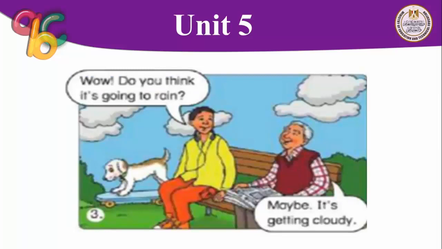يبقى كمال قال له انت تتوقع ان الدنيا هتمطر. Do you think it's going to rain? قال له maybe. Maybe يعني ايه حلوين؟ ممكن احتمال. Maybe it's getting cloudy. It's getting cloudy. يعني it's getting cloudy. انا عارفة ان cloud يعني السحابة. بالضبط. Very good. يبقى it's getting cloudy يعني الدنيا بتغيم. السحابة هو بيتكون.